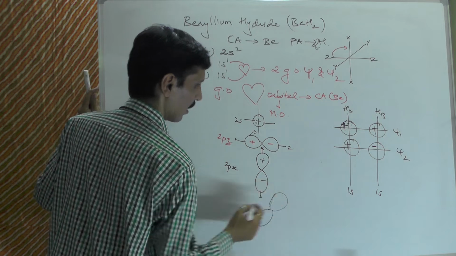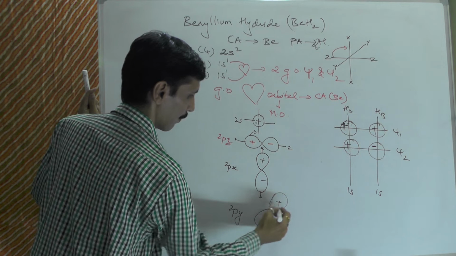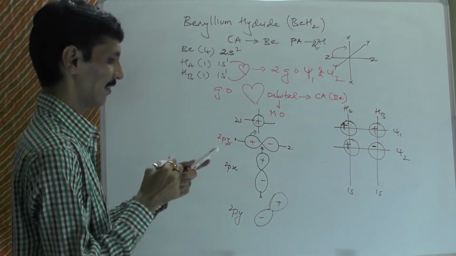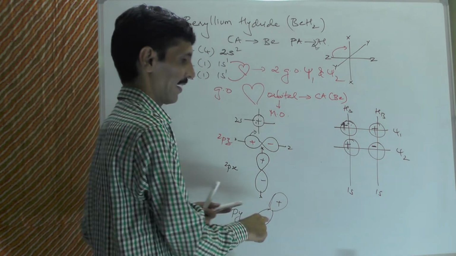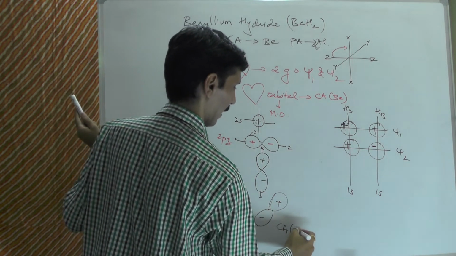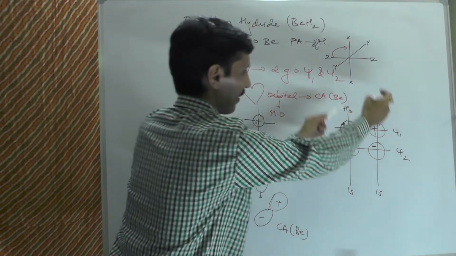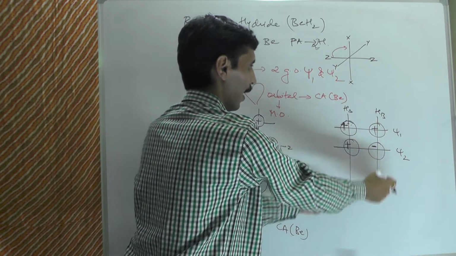Okay, this is the way we are going to show it. Okay, ये back lobe है और ये front lobe है. This is 2py, this will be plus, this is minus. ठीक है, this is what all the orbitals are. ठीक है, of किसका central atom है and that is going to be beryllium. These are the group orbitals. So orbitals of the central atom, orbitals of hydrogen, that is group orbitals.